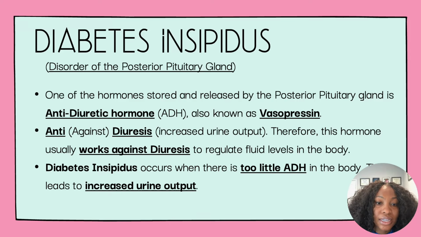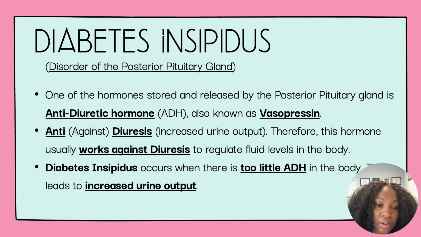Today we're discussing diabetes insipidus, which is a disorder of the posterior pituitary gland. Now, one of the hormones that's stored and released by the posterior pituitary gland is the antidiuretic hormone, ADH. And this hormone is also known as vasopressin.